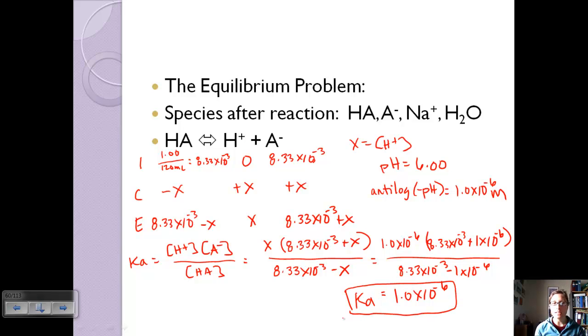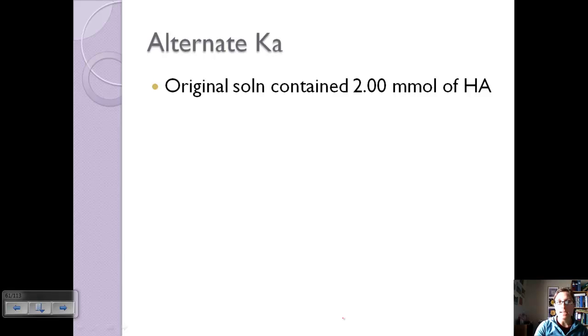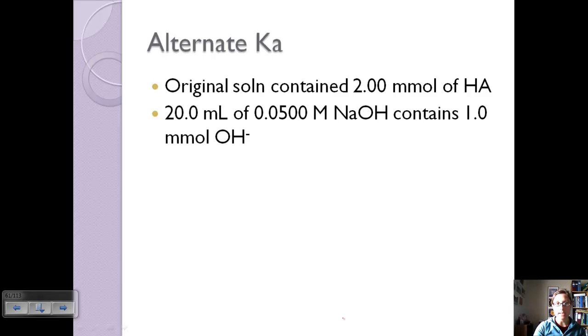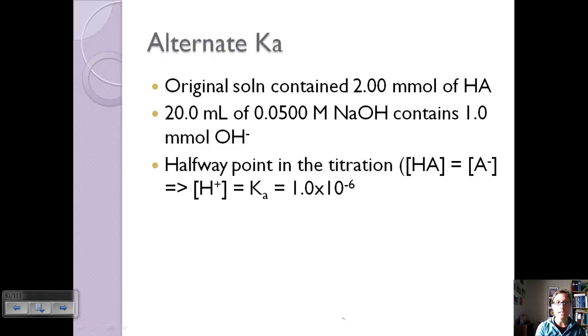So hopefully what you're noticing here is that the Ka is equal to the H+ concentration, and we had a situation where that was the case when we did the weak acid strong base titrations. So an alternate way to look at Ka: the original solution contained 2 millimoles of the acid. When we did the stoichiometry part, we ended up with 1 millimole of acid and 1 millimole of the conjugate base because of the amount of the NaOH.